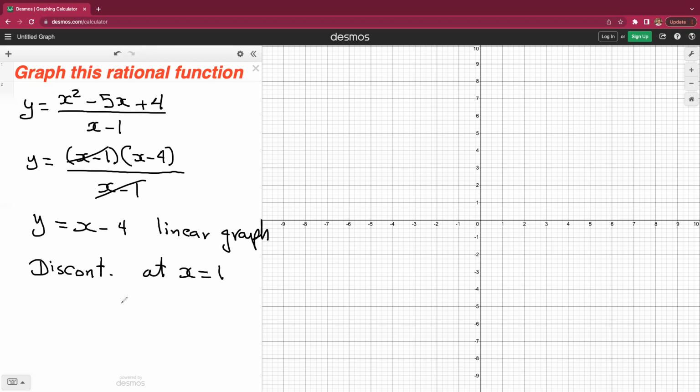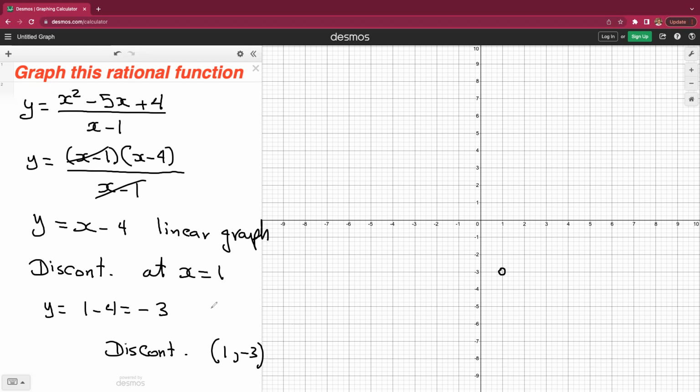But if you want to know the real coordinate of the discontinuity, because this is just the x value, then you just take the 1, sub it into the x right here. So you'll have y equals 1 minus 4, which equals -3. Then you know you have a discontinuity at 1, -3. So you go to this graph and you go to where 1, -3 is, and you know you're going to have a hole in the graph at this point.